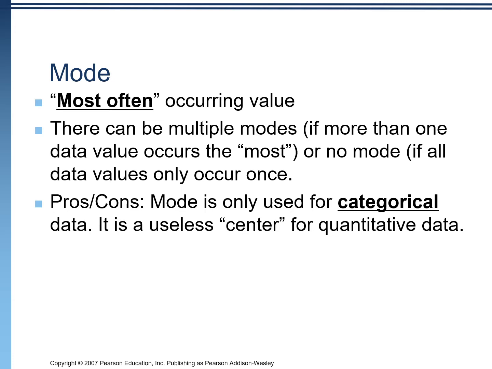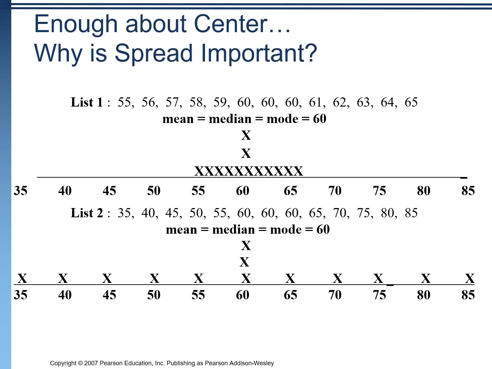Pros and cons, the mode is only used for categorical data. So if we're talking about eye color, we can say that most people have brown eyes, but for anything numerical, quantitative, we would want to either find the mean or the median. So that was center. Let's move on to spread.